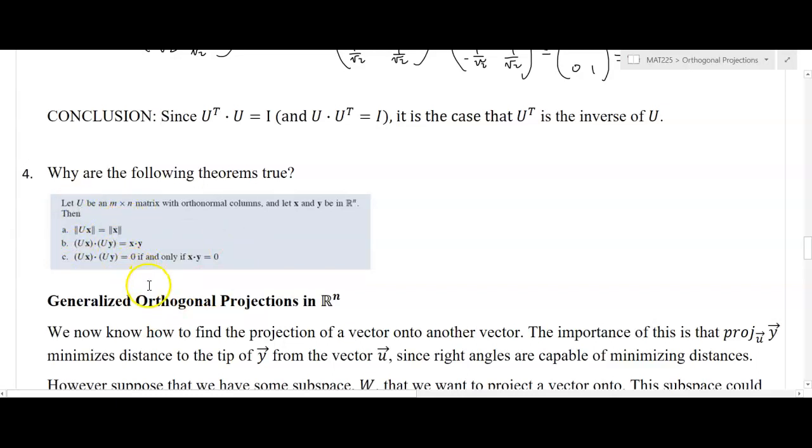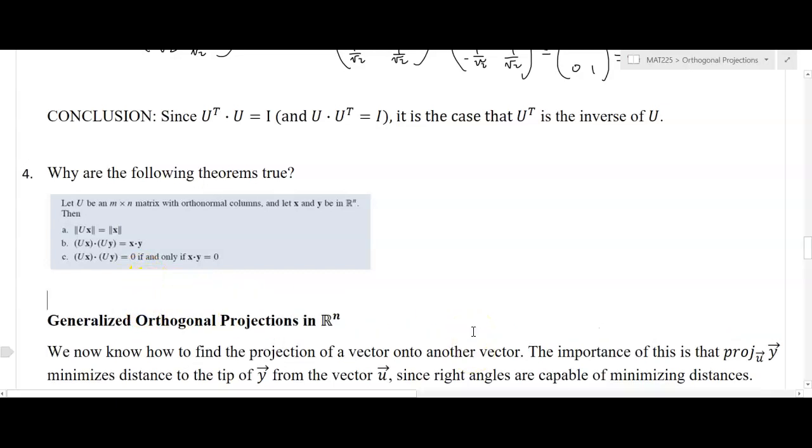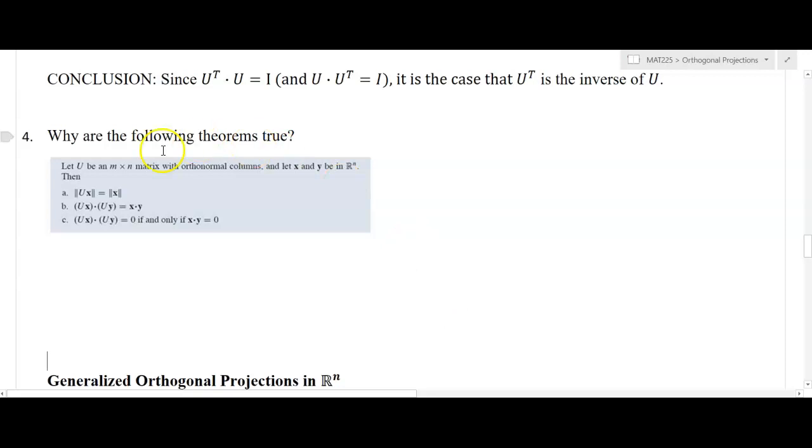Let U be an m by n matrix with orthonormal columns, and let x and y be in Rn. Then the magnitude of U times the vector x is just equal to the magnitude of x. Let's support this a little bit and see how the algebra works out. The magnitude of a vector, as we developed last discussion, is the square root of the vector dotted with itself. So in this case, it would be (Ux) transpose dotted with Ux.